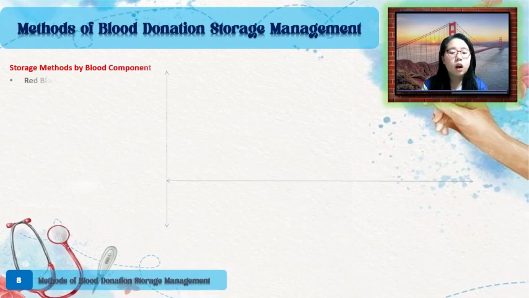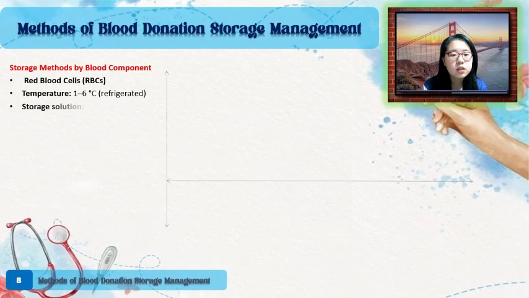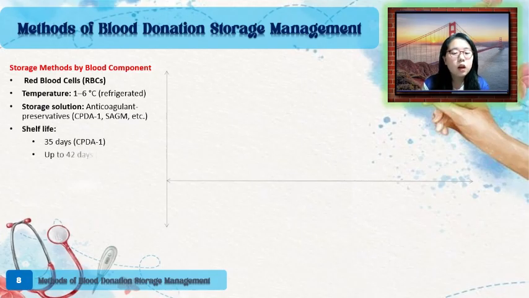Red blood cells, RBCs. Temperature: 1 to 6 degrees Celsius, refrigerated. Storage solution: anticoagulants and preservatives, CPDA-1, SAGM. Shelf life: 25 days with CPDA-1, up to 42 days with additive solution. Purpose: treat anemia, blood loss, and surgery patients.